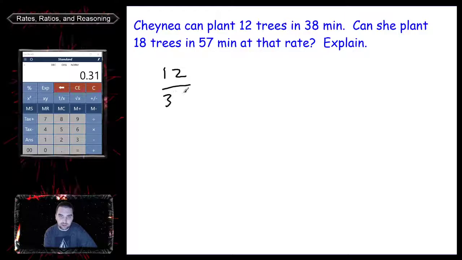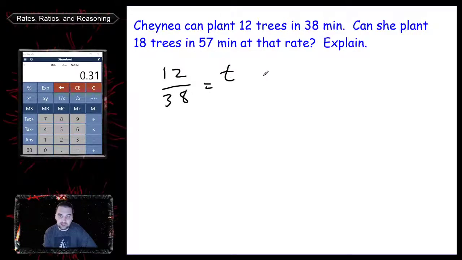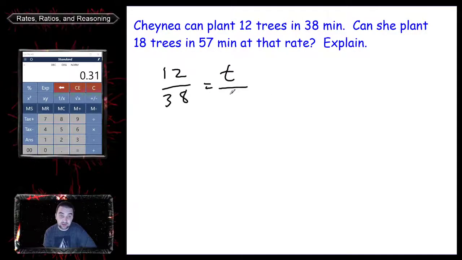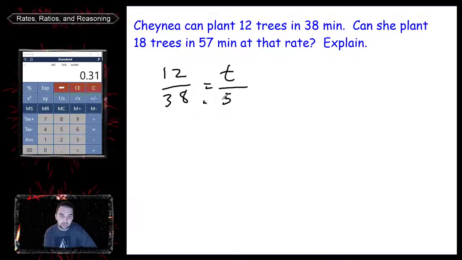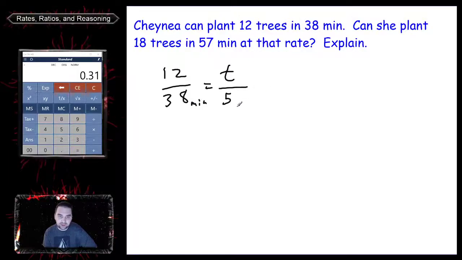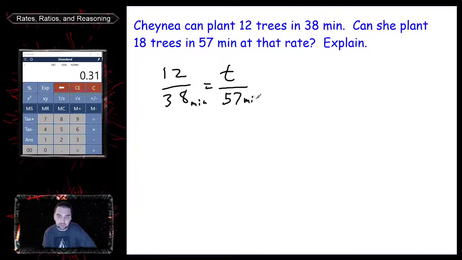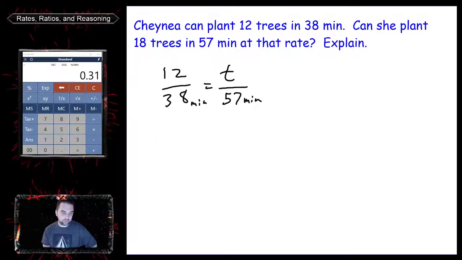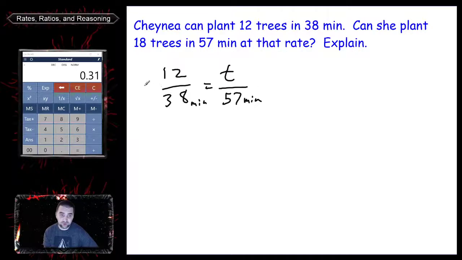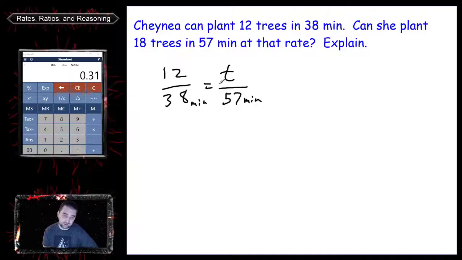T, how many trees can she plant in 57 minutes? 57 minutes. All right. And this is very much the same as that other problem, and this is all there is to it. You're just going to be doing the same thing again and again. So I noticed that T is already on the top. I wanted to get it alone.